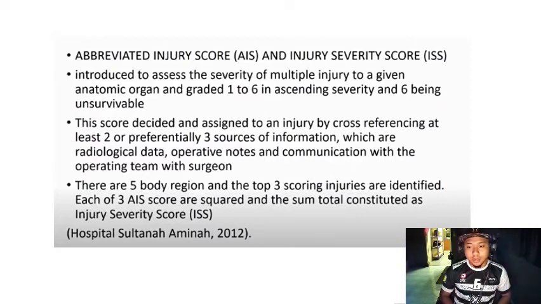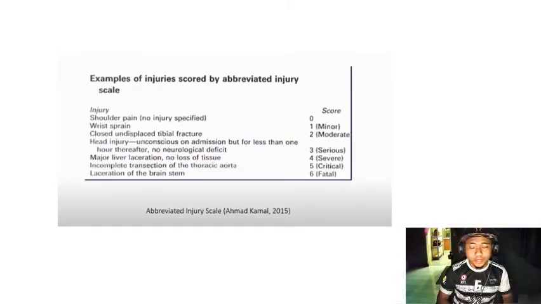I will take this function from Hospital Sultanah Aminah 2012. Okay, this is how we take the score from the Abbreviated Injury Scale. I will show the injury examples. Shoulder pain, no injury specific, where the score is 0.